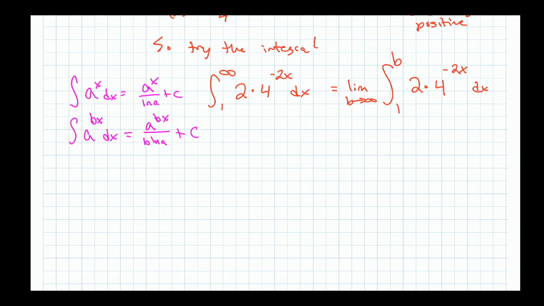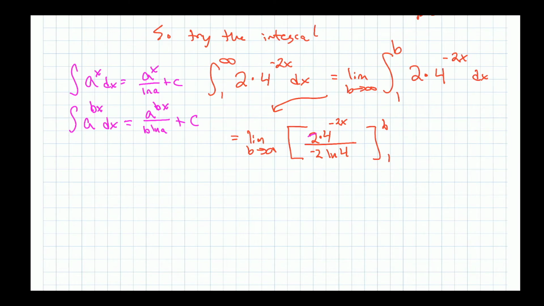So I'm just going to say that this is going to be the limit as b goes to infinity. Let's try to write our antiderivative. So we got the 2 that's just hanging around. Then it would be 4 to the negative 2x over the b, which is negative 2, times ln a, which would be ln 4. So that's from 1 to b. I just happen to notice that there's a 2 and a 2 to cancel.